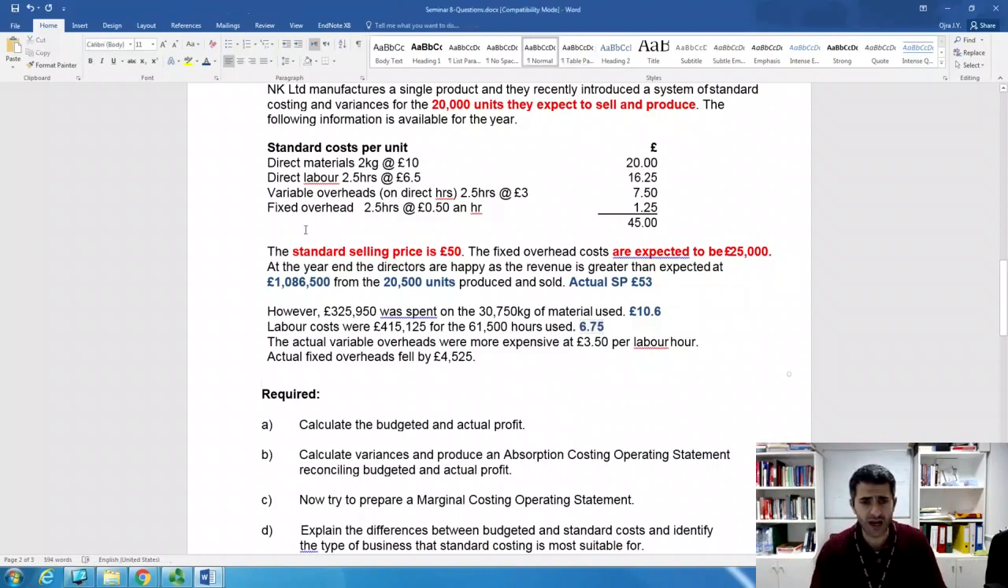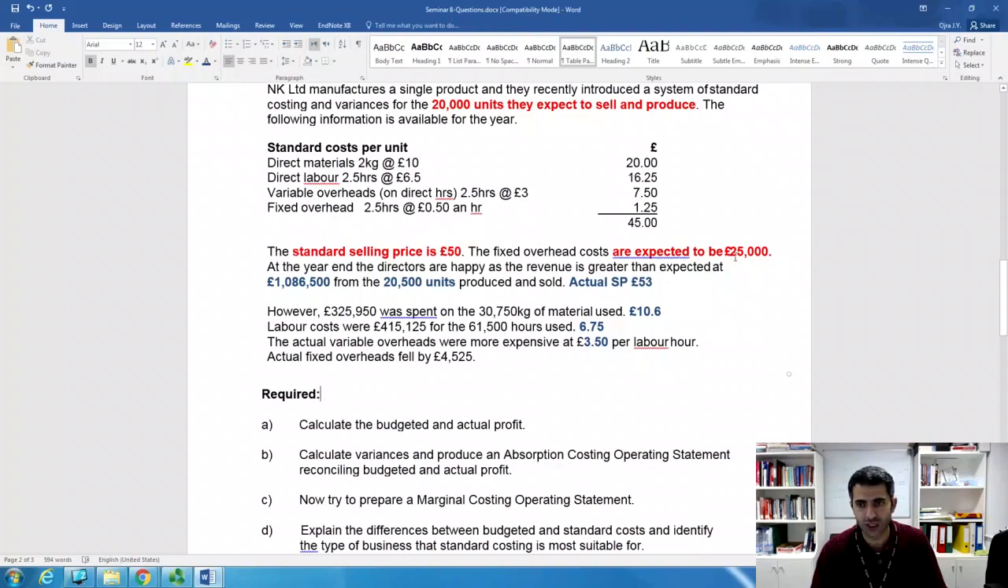In terms of the variable overhead, the question gives you the actual straight away, so you don't need to worry about it. It's £3.50 per labor hour compared with £3 here. In terms of fixed overhead, the actual fixed overhead fell by £4,525.